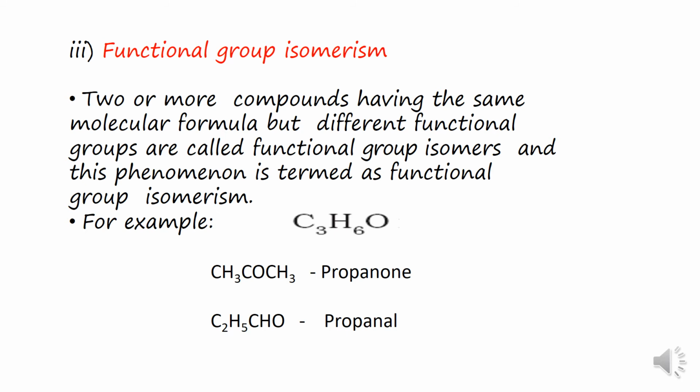let's take the molecular formula C3H6O. The first functional group isomer for the C3H6O molecular formula is propanone, containing a ketonic group in between 2 carbon atoms, and another possible functional group isomer for this molecular formula is propanal. The aldehyde group is present here. So children, this is how we represent the functional group isomers for the molecular formula C3H6O.